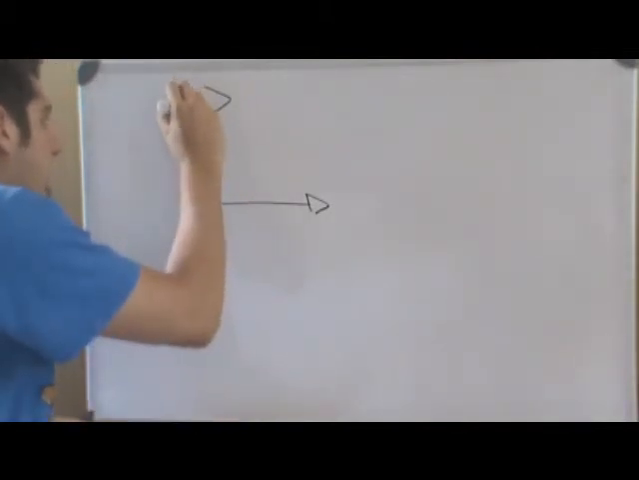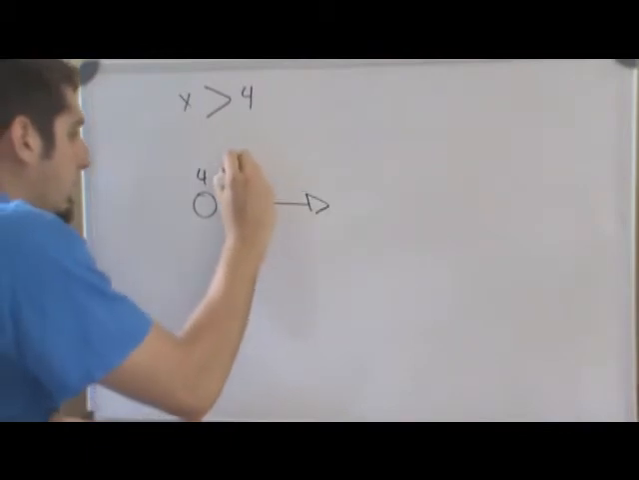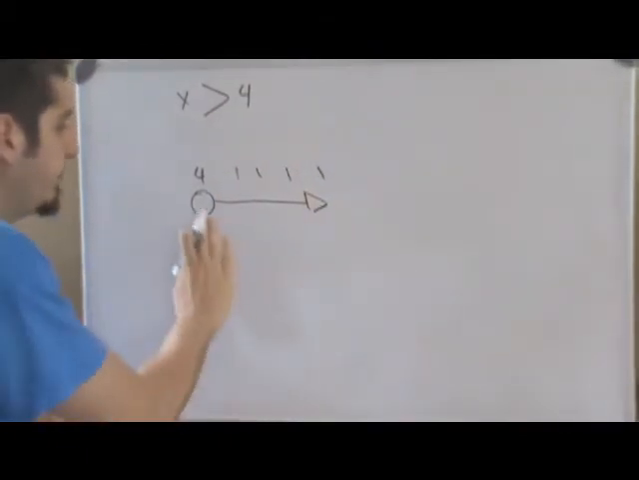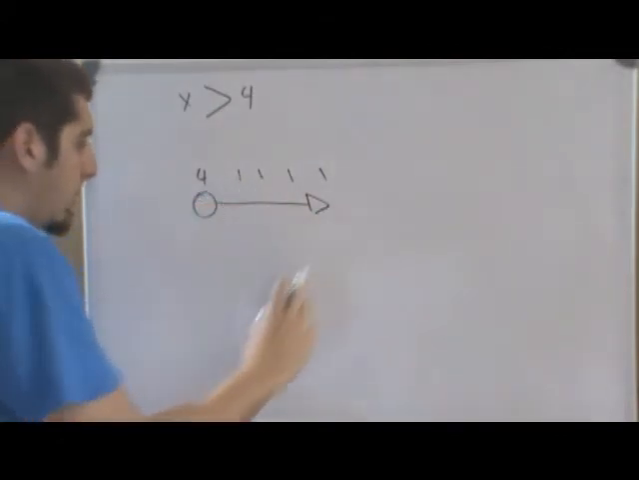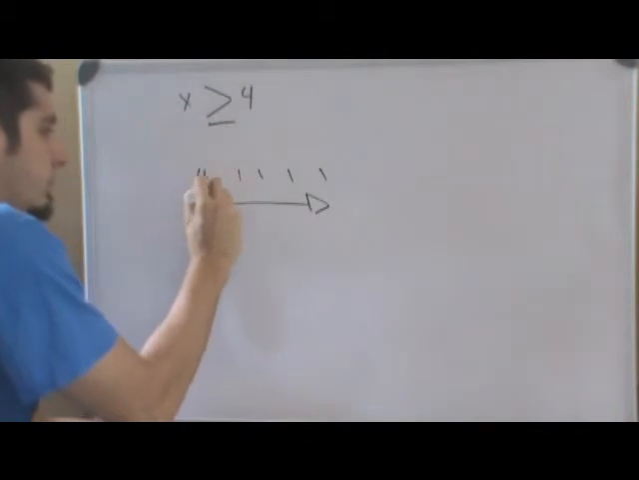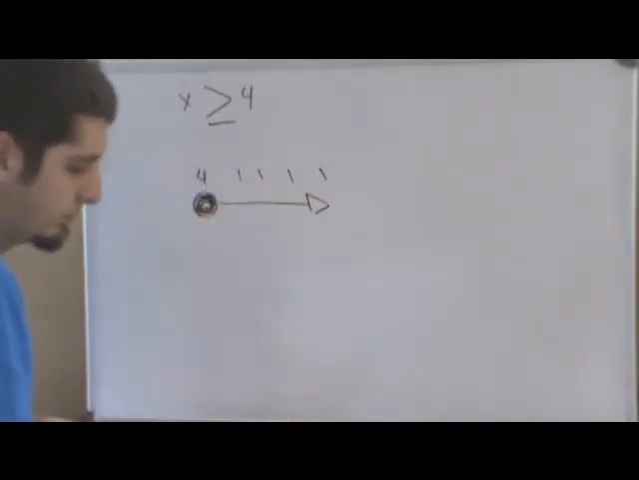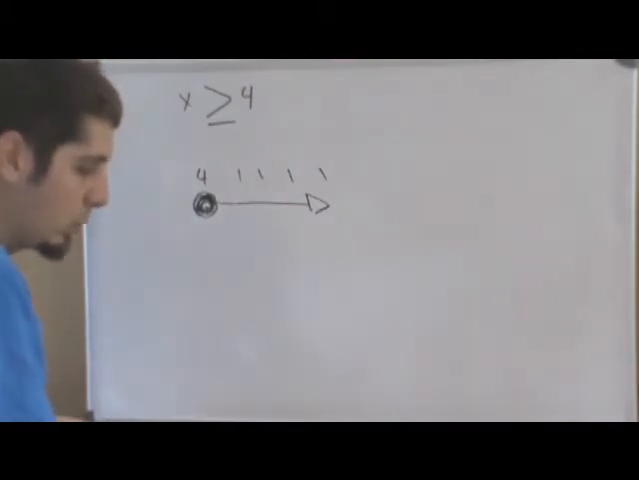So if x is greater than 4, you would see a 4 here on the number line. All the other numbers, x is greater than 4. X can't be 4, but it can be anything bigger. If it was greater than or equal to, that circle would be filled in. And that's really all there is on inequalities.